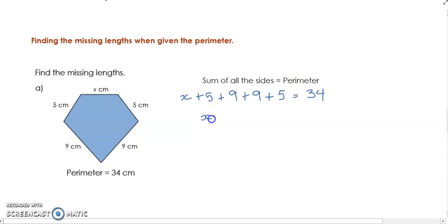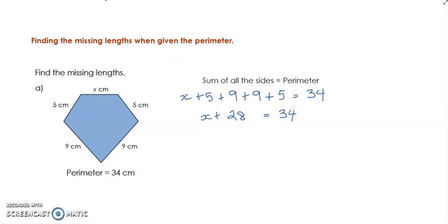When we add up 5 plus 9 plus 9 plus 5, I find it easier to add numbers that are alike. So I add the 5 and the 5, and that gives us 10. Then I add the 9 plus the 9, and that gives us 18. So 10 plus 18 is 28. So I know x plus 28 is equal to 34. What number would go here that when I add it to 28 equals 34?